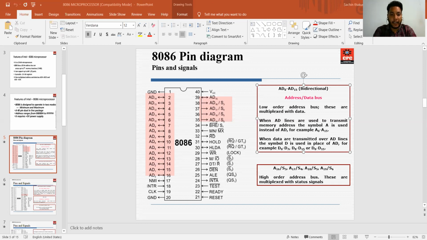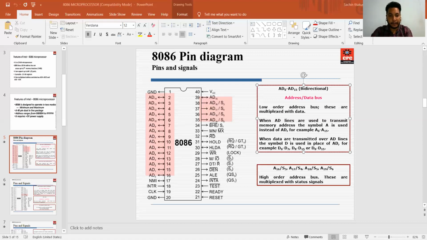The address or data bus lines compose the upper multiplexed address data bus. This line contains address A15 to A8 or data bus D15 to D8. The address and the data bits are separated by using the ALE signal, that is the address latch enable signal. Here A represents the address and D represents the data. These both are multiplexed with each other.